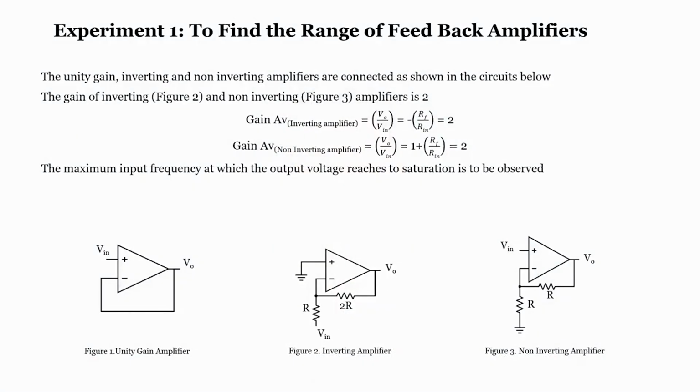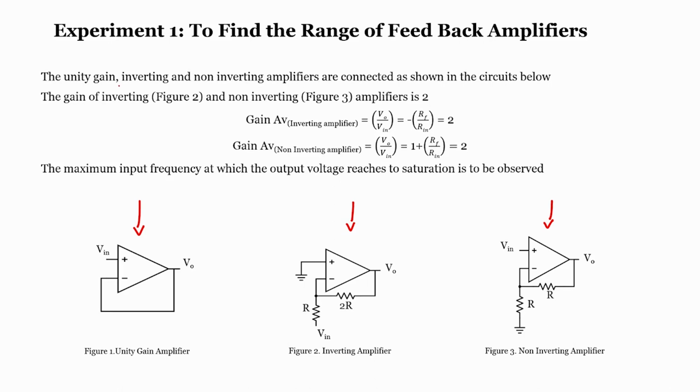So, let us see this particular module, and like I said, this module is focused on understanding the range of feedback amplifiers. Now, what do you mean by range? Let us see. If you see this particular circuit, this circuit is a unity gain amplifier. This one is an inverting amplifier, this one a non-inverting amplifier. We have already studied this in the previous course. So, it is now very easy to understand whether it is inverting, non-inverting or unity gain amplifier just by looking at the circuit.